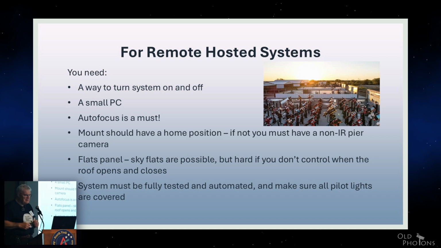Some things if you are going to send a telescope to a remote hosted facility, you need a way to turn things on and off from that facility. And those TP-Link devices will work. You need a small PC. Your mount needs to have a home position. If you have something like a HEQ5 or an HEQ6 that doesn't have a home position, then you must have a non-infrared peer camera, because if the power goes out in the middle of an imaging session in Texas and comes back on, now your scope has no idea where home is.